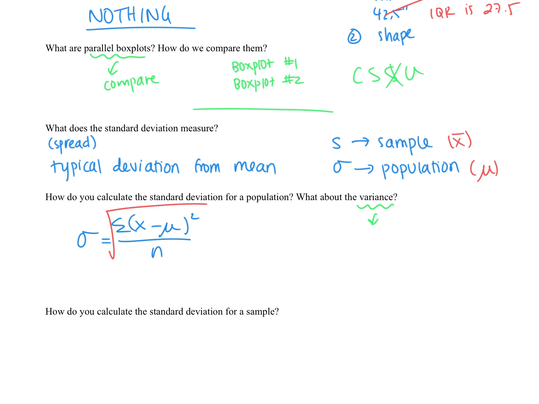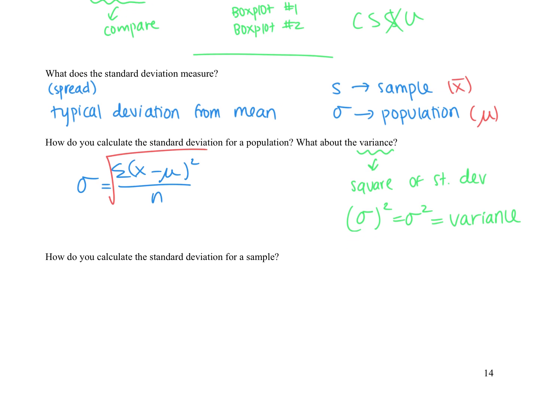Variance is the square of standard deviation. So if we take that sigma and we square it, or written like that, that is called variance. And that variance is difficult to interpret, because it has units that are squared. And you'll see that in a minute.